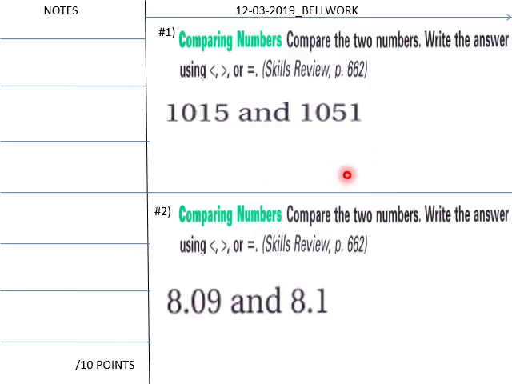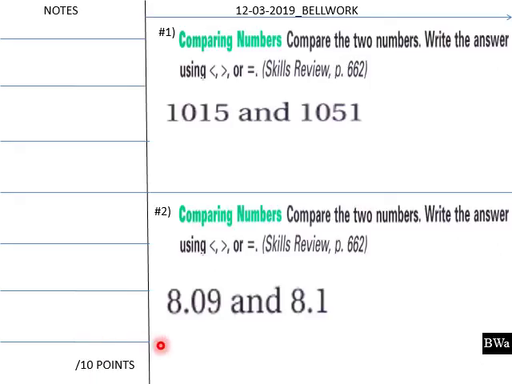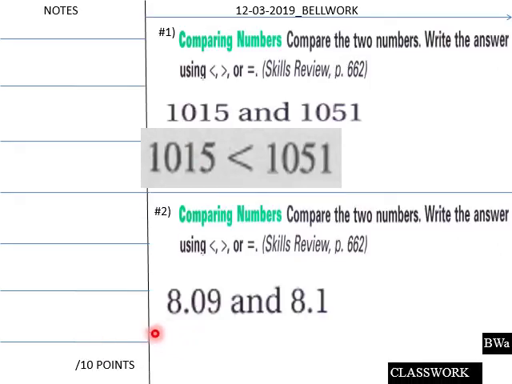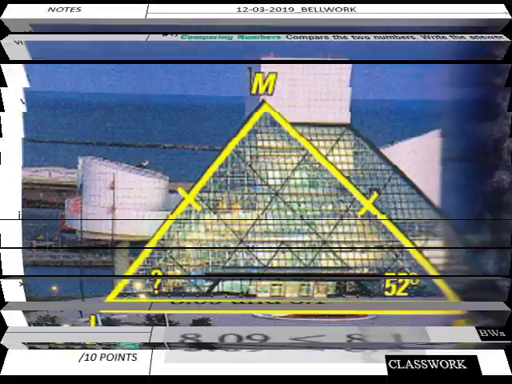Students, here is today's bell work. Compare the two numbers, write these signs in between them, and then comparing numbers again, do this. I'd say 3 minutes for your students. Okay, welcome back. The answer for number 1 is 1015 less than 1051, and then 8.09 less than 8.1.